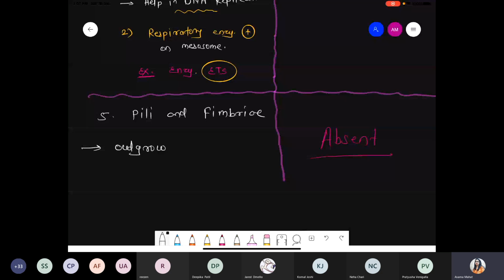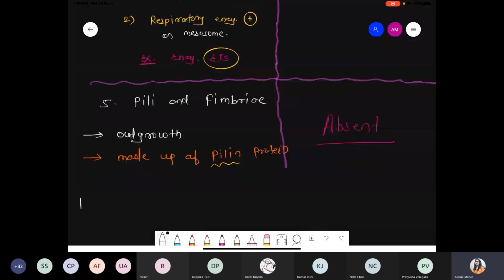And when we are talking about the composition, simply these are made up of protein. The name of the protein is pilin protein. So both pili and the fimbriae are made up of protein, and the name of the protein is pilin protein. Now, we are talking about the common function. Flagella are basically responsible for locomotion, movement. But pili and the fimbriae have hair-like or bristle-like outgrowths. So the major function of pili and the fimbriae is that they help in attachment. Question.